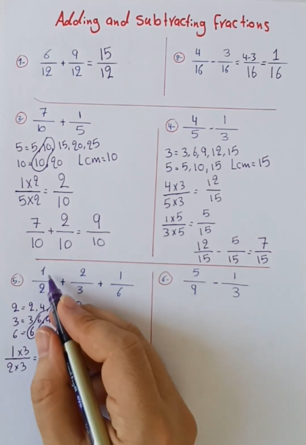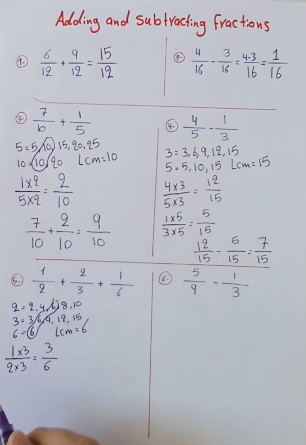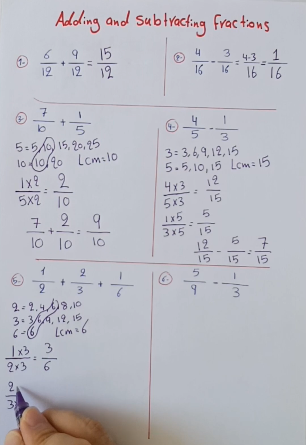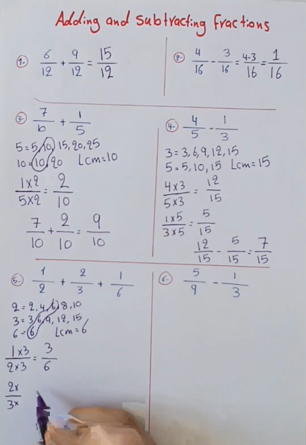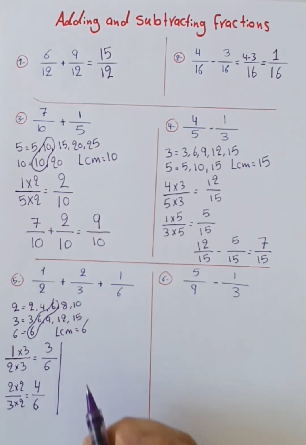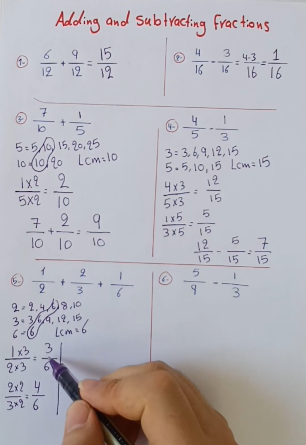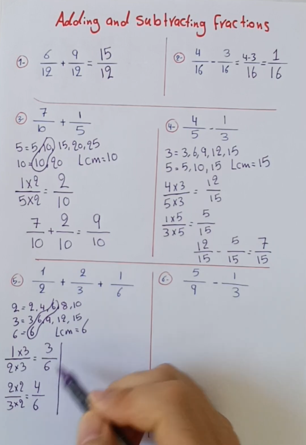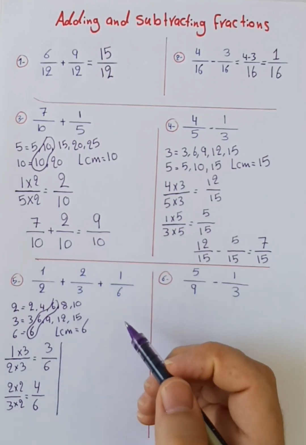After that we have 2 out of 3. We have to think, 3 multiplied by which number equals 6? By 2. 2 times 2 is 4. 3 times 2 is 6. Now we have these 3 fractions: 3 out of 6, 4 out of 6, and 1 out of 6.